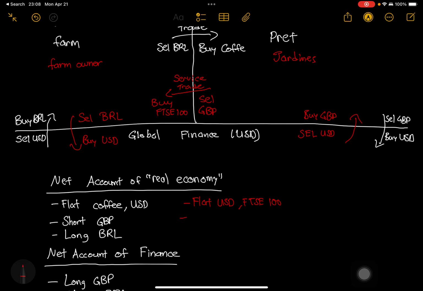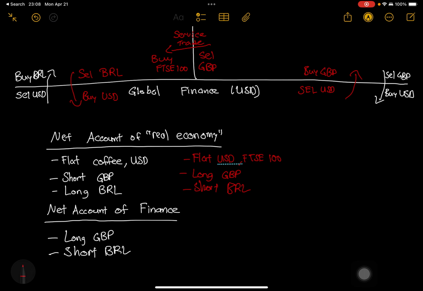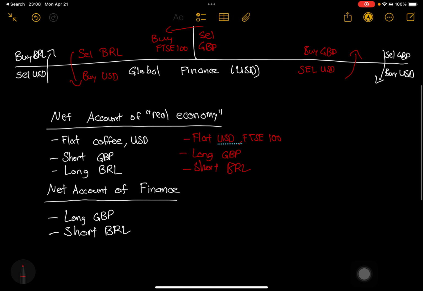But once again, we have actually the net currency positions, but in this case, it's a net long pound position and a short real. And this is just the opposite of the previous reaction. And then similarly, in the financial world, we have the opposite. So short Great British Pound and long real.